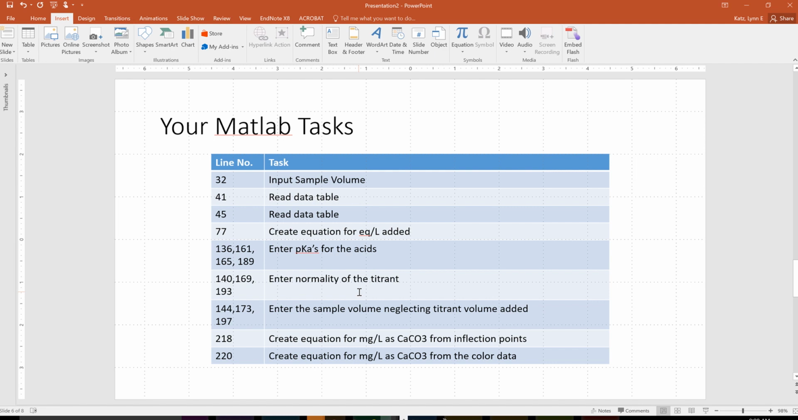You want to add the actual value, the sample volume, neglecting the titrant volume added, and then the equations for milligrams per liter as calcium carbonate for the alkalinity determined from the inflection points, and the same thing for the alkalinity determined from the color change data of the indicators.